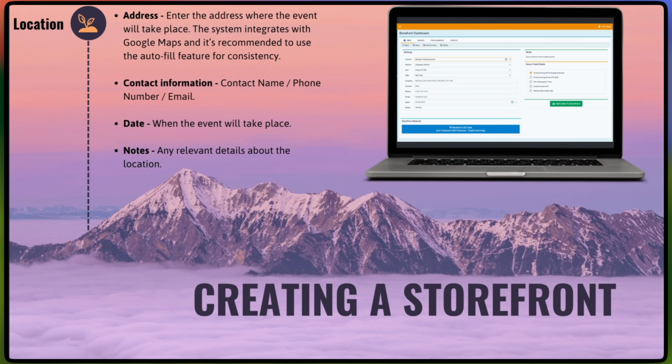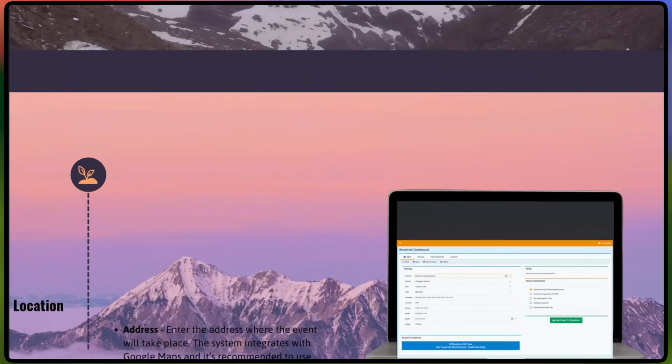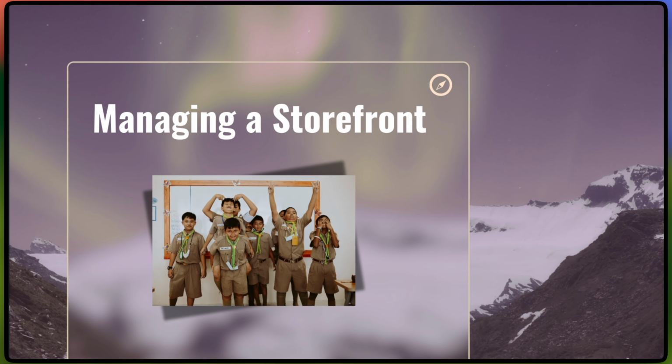Please note, the Camp Master's system integrates with Google Maps, and it is recommended to utilize the autocomplete feature to ensure accurate address information. Once this information is entered and saved, the Camp Master's system will unlock additional features to streamline event management. Managing a storefront event.